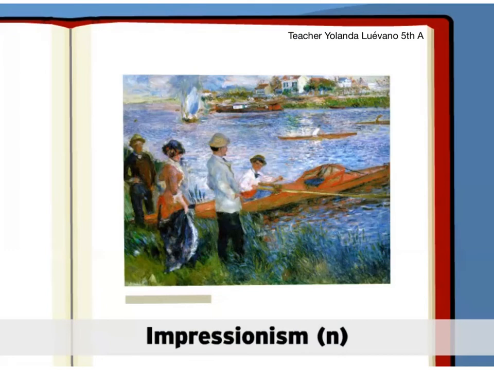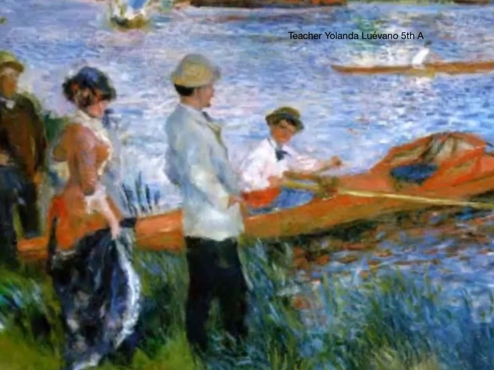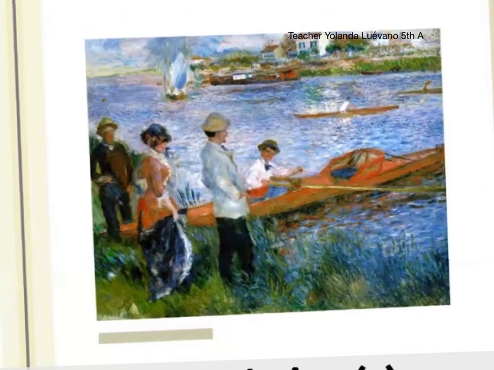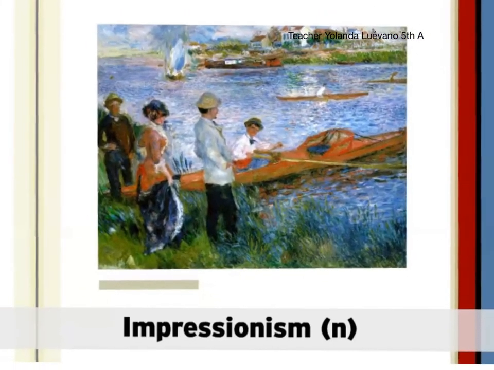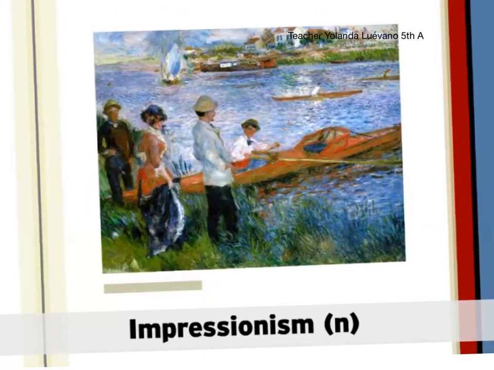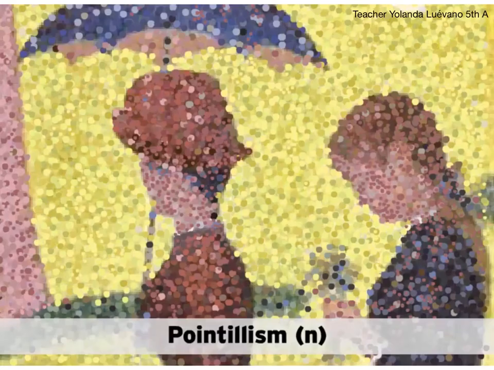Next, Impressionism. Do you remember the word impression? Impression is when you look at something and you get a general idea. So this type of painting is called Impressionism because we cannot see the faces quite clearly. We just get an impression more or less of what they look like. That's why it's called Impressionism.